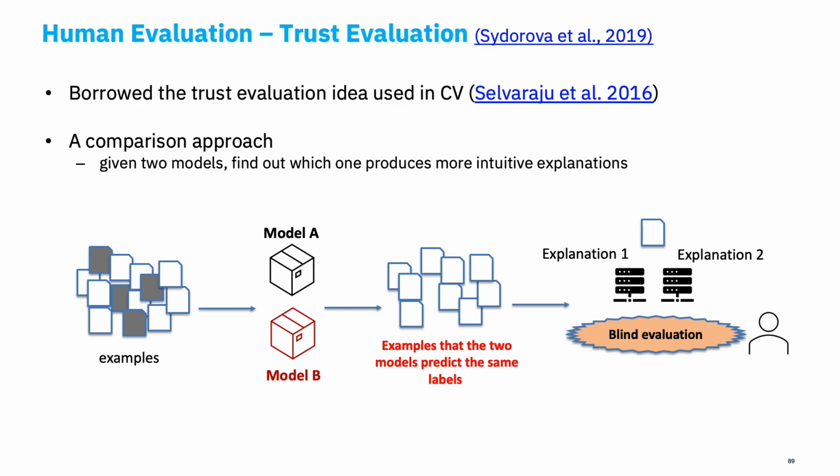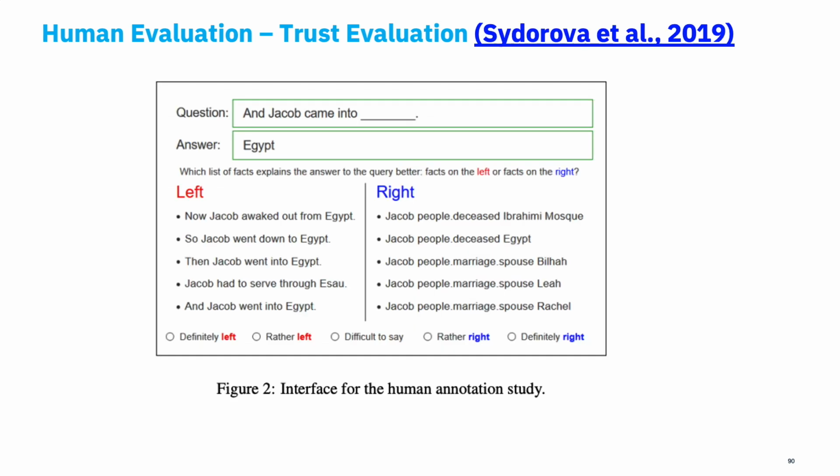The main point is that since it considers only instances that the two approaches agree on, the reliability score is purely determined by the explanation. Effective explanations should help humans identify the better approach. Here's a screenshot of the interface they used for human evaluation.